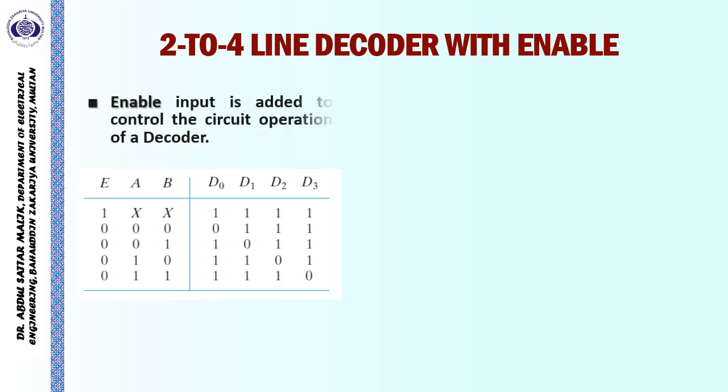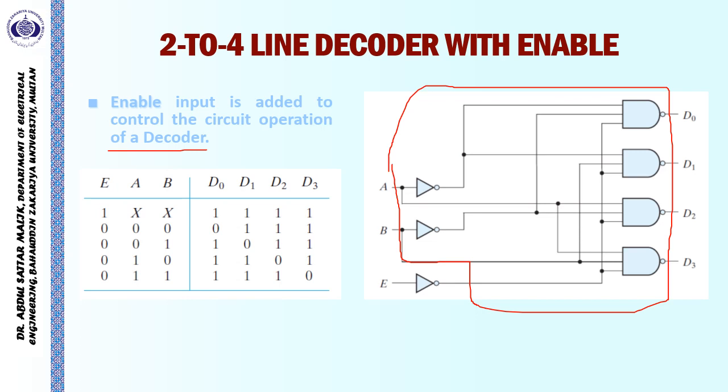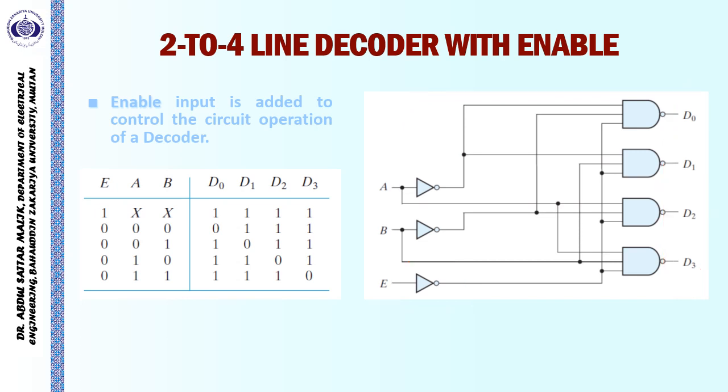So if we are to implement this particular circuit, an enable input is added to control the operation of a decoder. Here we have the circuit of an active low decoder. We have two inputs and an enable and four outputs. When this enable is equal to 1, all these outputs will be equal to 1, indicating that the information is not being decoded.